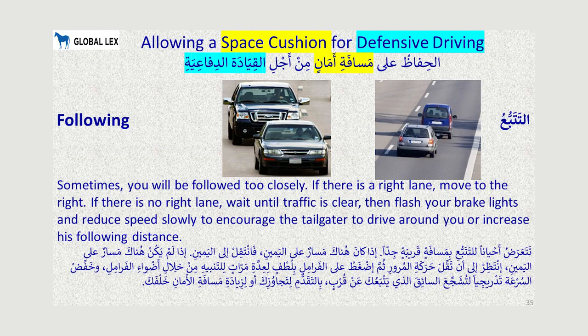Following. Sometimes you will be followed too closely. If there is a right lane, move to the right. If there is no right lane, wait until traffic is clear, then flash your brake lights and reduce speed slowly to encourage the tailgater to drive around you or increase his following distance.